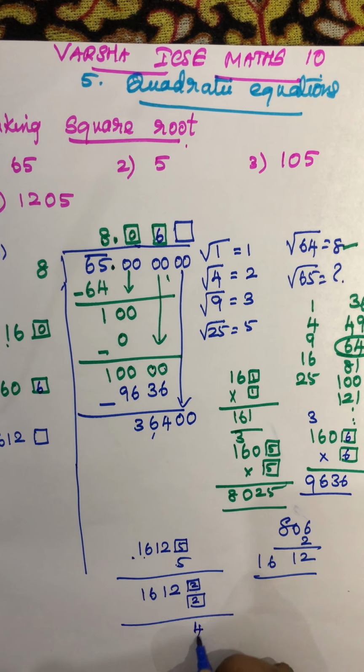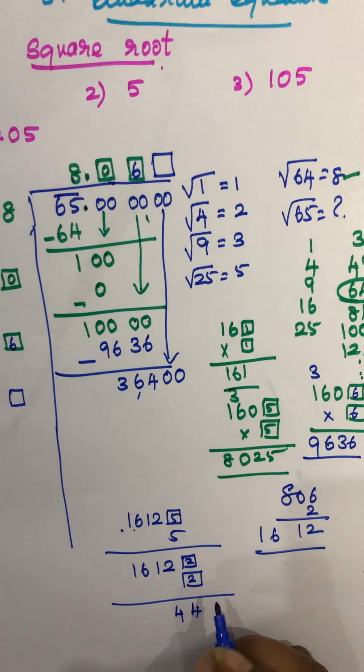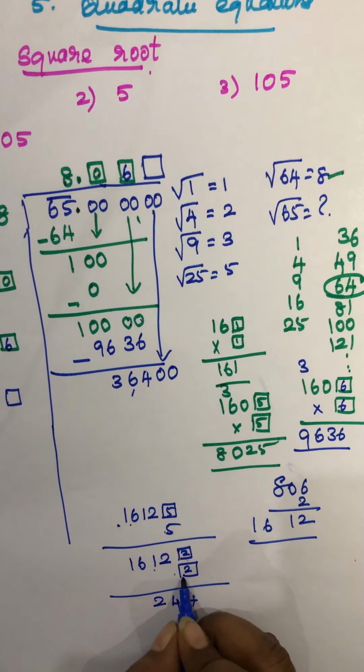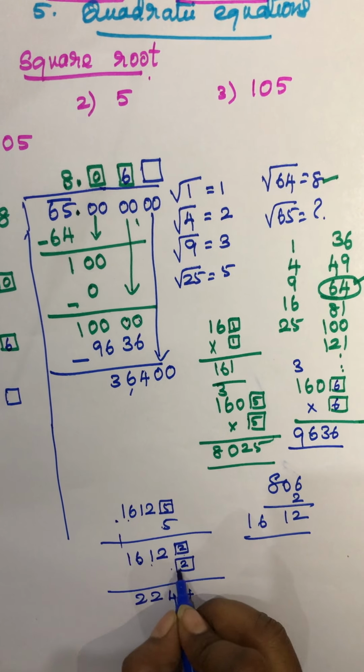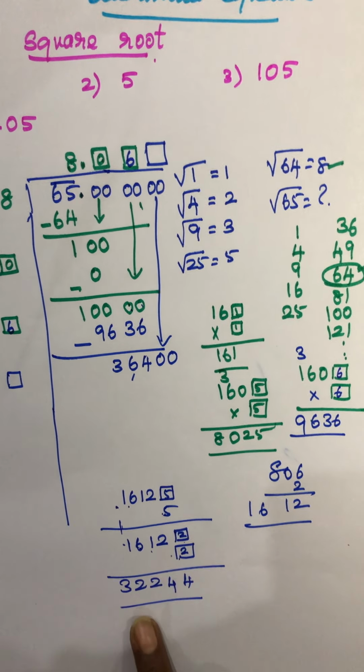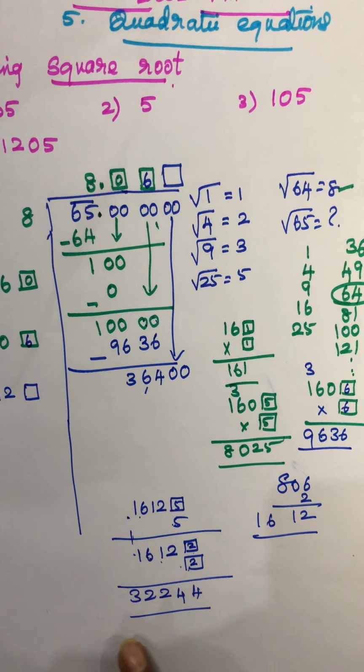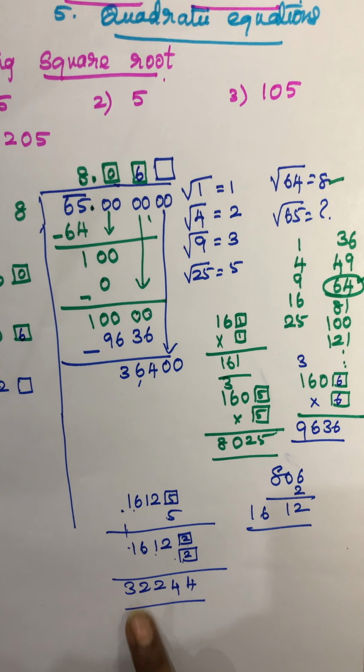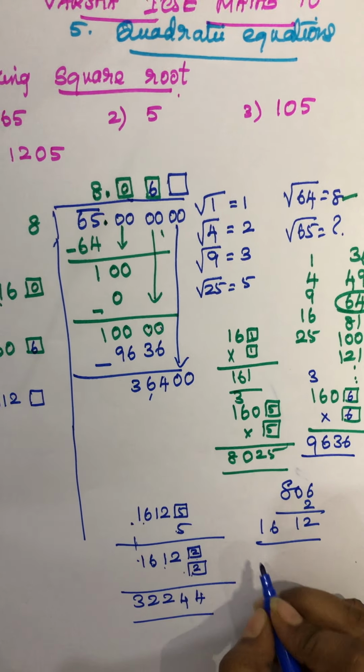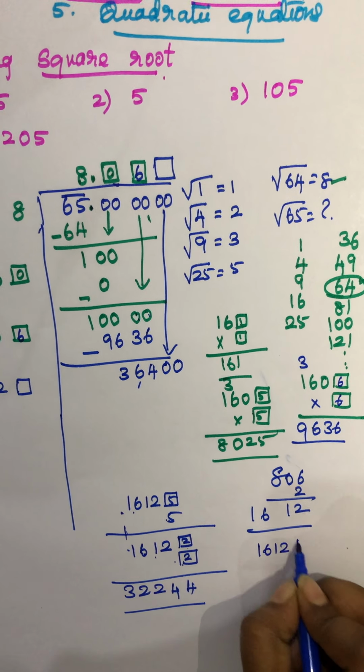So this is 4. Again 4. 1 2s are 2, 6 2s are 12, 1 2s are 2. Again 3. So when you give 2 in the box, we get 32,244.